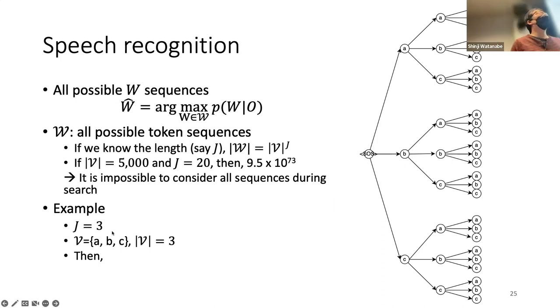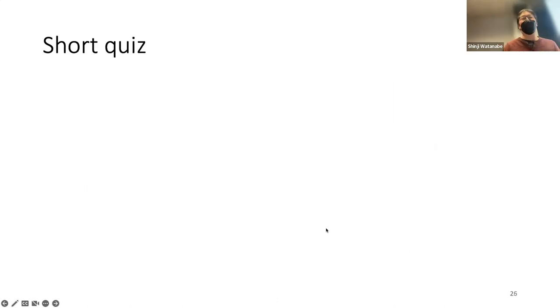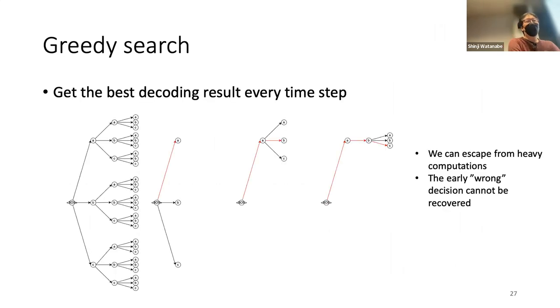So in this simple example, we already have about 27 possible sequences. Of course, if we have longer sequences, we'll have more. And if we have a larger vocabulary size, we'll have more. So this is what we have to solve. And of course, it is not tractable. The next approach is greedy search.